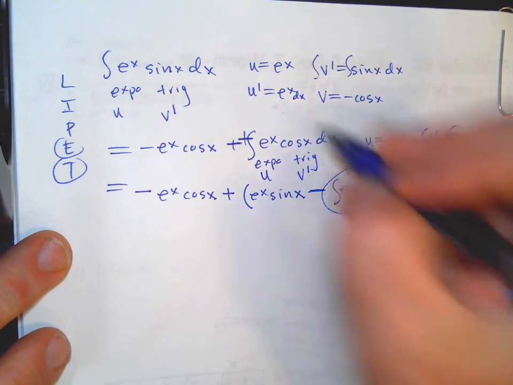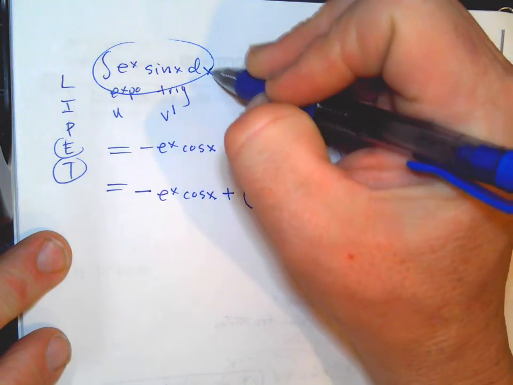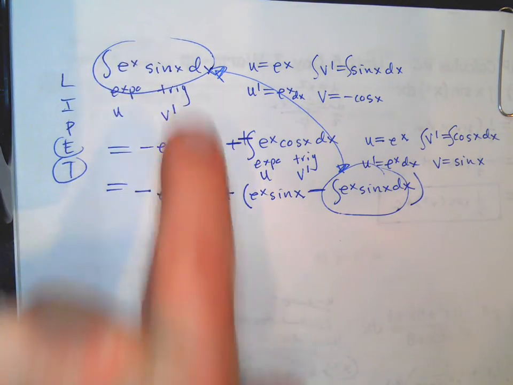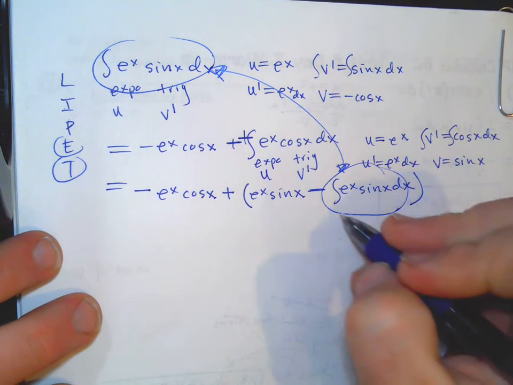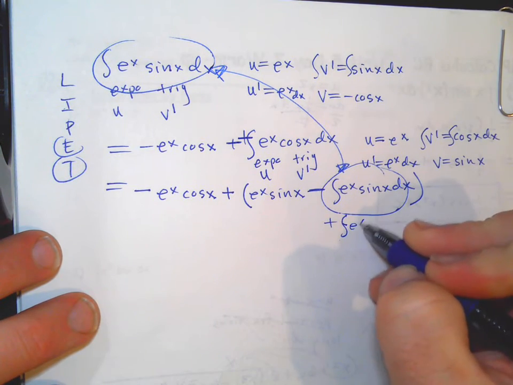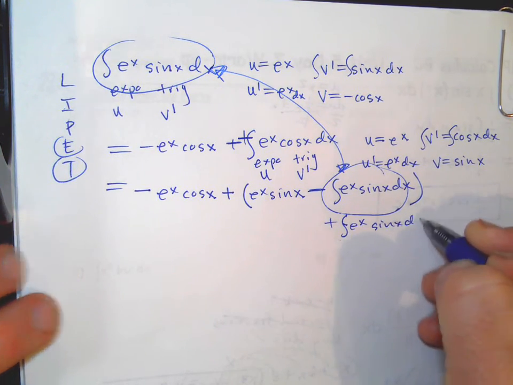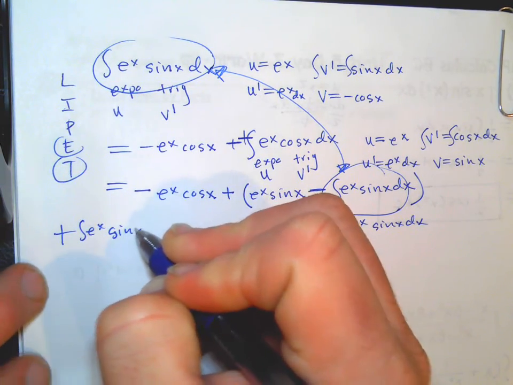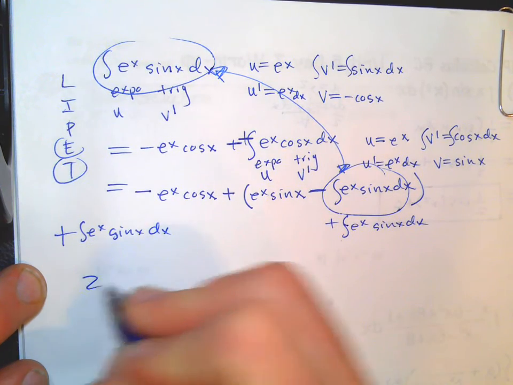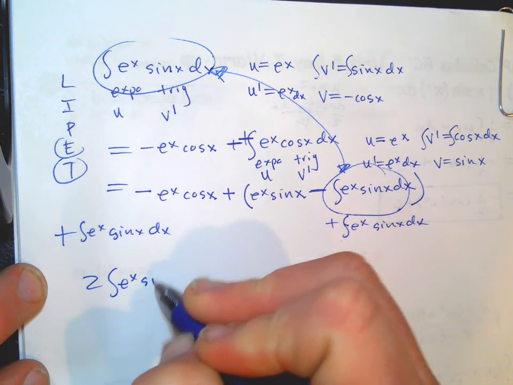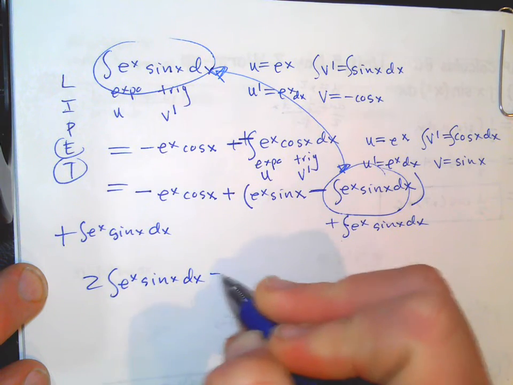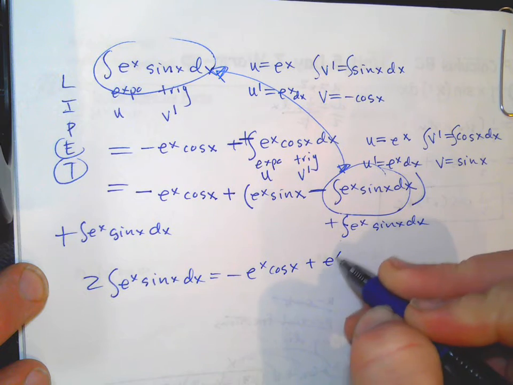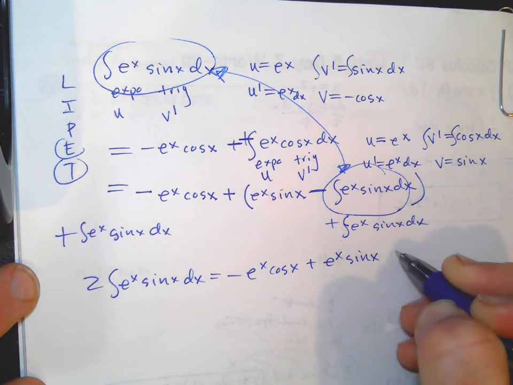But check this out. In this situation, if you can get this to match this, we're going to use a little trick. We're going to move this to the other side and combine it with that guy. So we're going to add integral e to the x sine x dx to both sides. So this is kind of a slick way of dealing with this. So you're going to actually have two e to the x sine x dx's on the left-hand side. And negative e to the x cosine x plus e to the x sine x. And I guess we put a plus c now.